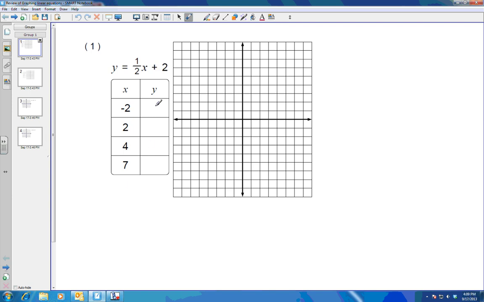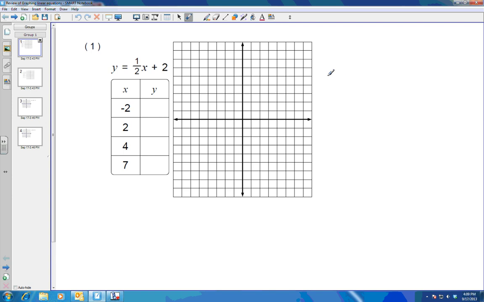There's two ways you can do this. You can make a t-chart, which is what they've started here, and choose values for x to plug in to get your y values. So we're going to do this first, and then we're going to graph it using our slope and our y-intercept. So the first number they're choosing to plug in is -2.